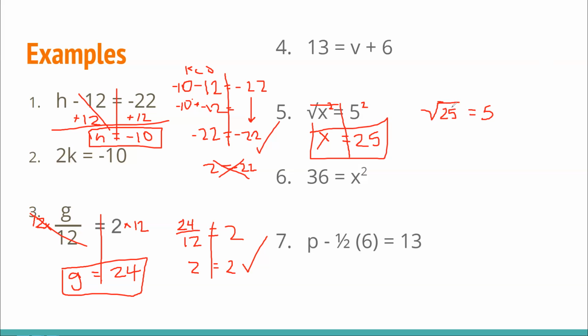I know the square root of 25 means what number times what number equals 25. Well, 5 times 5 equals 25, so I know that my final answer is going to be 5. Since the left side equals the right side, I know that I did that correctly because 5 equals 5.